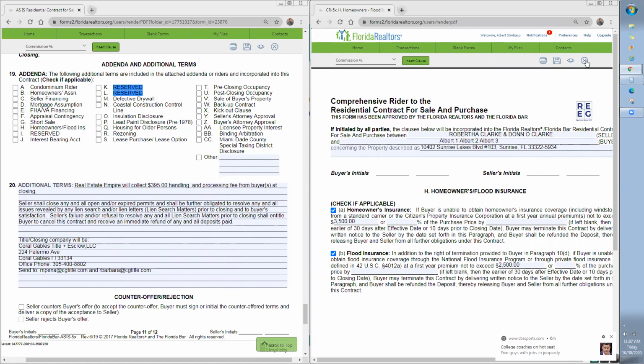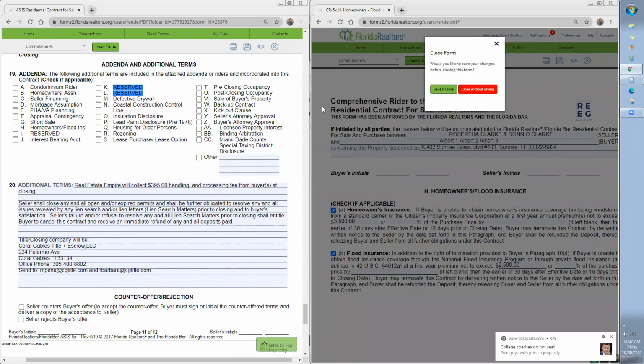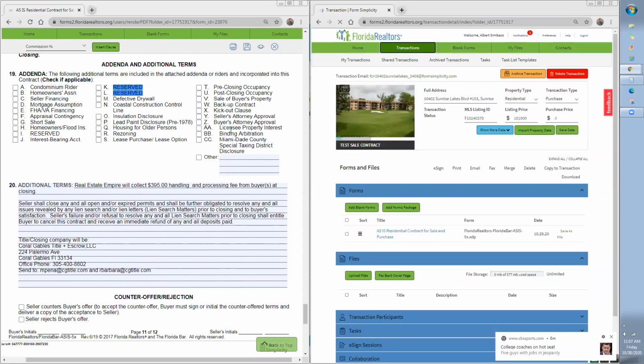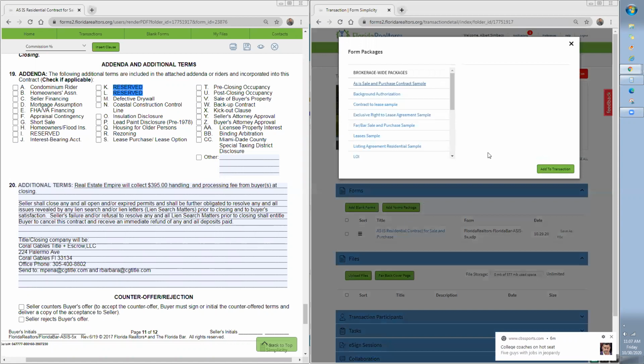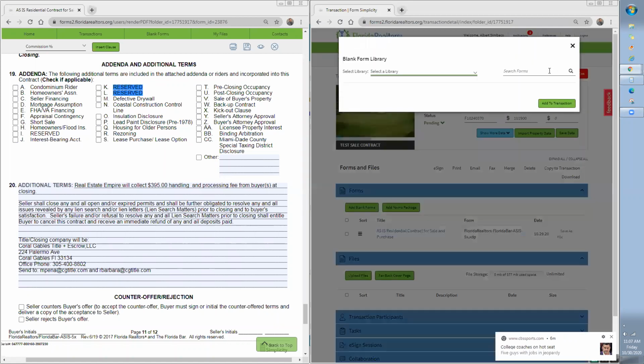Awesome. All right, we're going to move along a little quicker now. Mostly those first ones that I said are possibly the longest ones and the most important. You'll notice I is reserved, so we don't have to worry about that one. J is interest-bearing account. This is used if the money that's going into escrow will be in an interest-bearing account, okay?